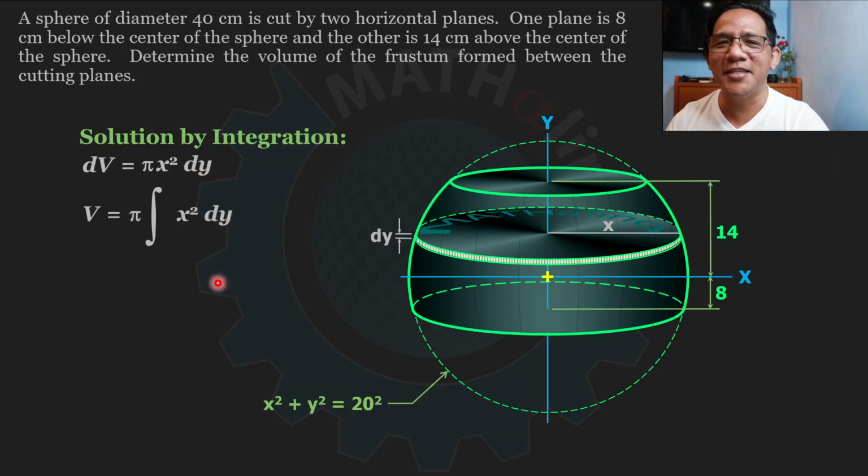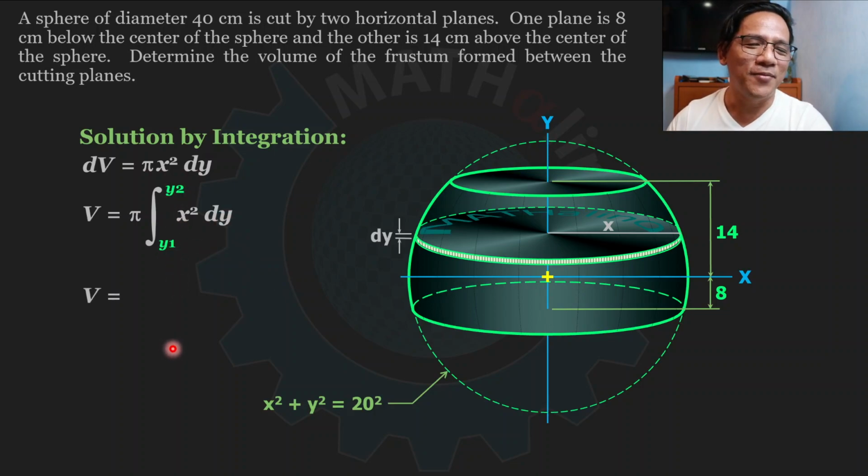And we need limits. Because our differential element is dy, we are going to pick limits from the ordinates, from y1 to y2. If our differential elements were dx, we would pick limits from the abscissas. In this case, because we have dy, we use the ordinates. So the volume is pi, integral of x squared dy.